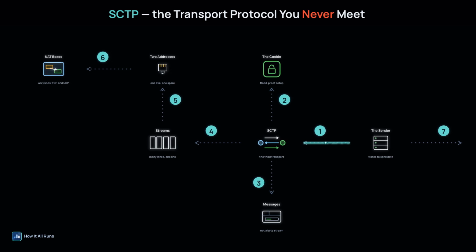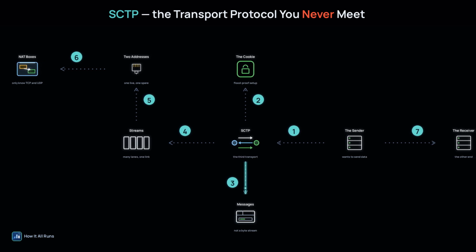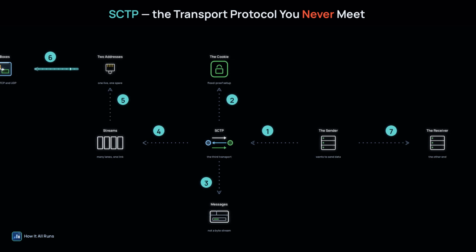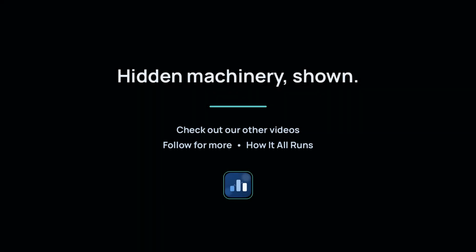So the full shape: a cookie handshake that refuses to hold state, messages that keep their borders, many streams so one loss stalls one lane, and 2 addresses so a dead path never kills the connection. Hidden machinery shown. SCTP is the protocol that solved problems we are still solving today and lost anyway because the boxes in between had never heard of it.